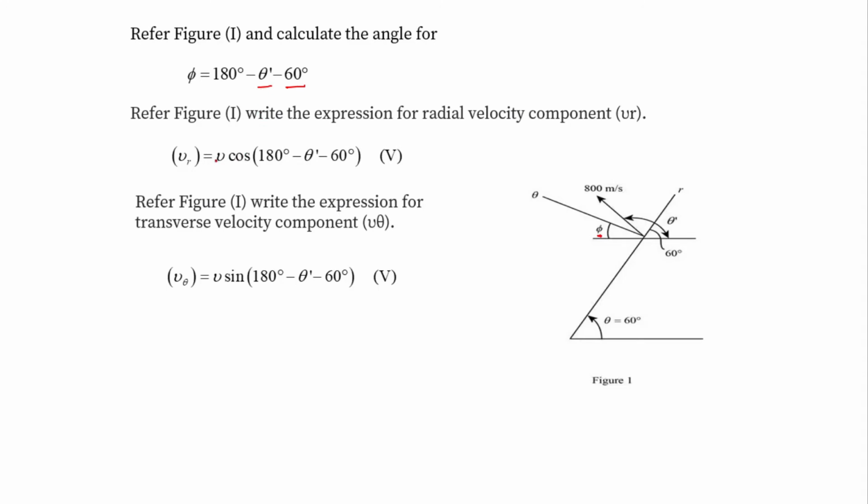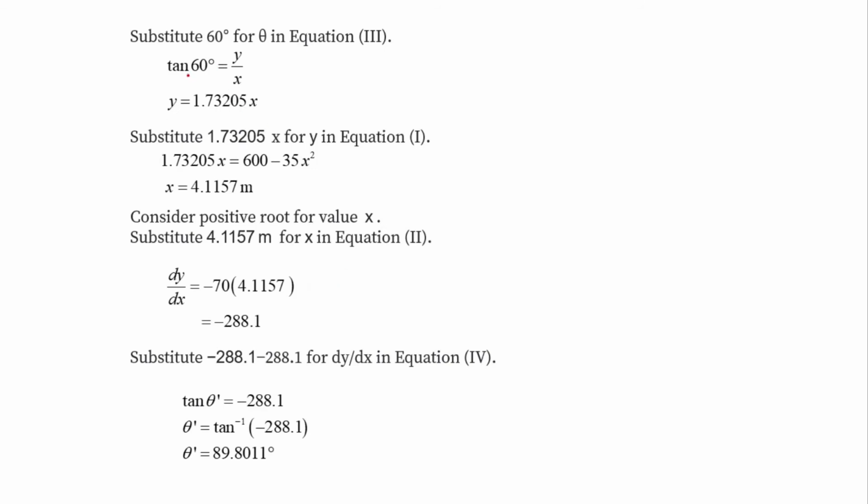So the radial component of velocity can be written as v cos phi, which is v cos (180 degree minus theta dash minus 60 degree), and the transverse component of velocity is written as v theta equal to v sin (180 degree minus theta dash minus 60 degree). So as we know the relationship between y and x, now we will substitute this value of y in equation number 1 and find the value of x.